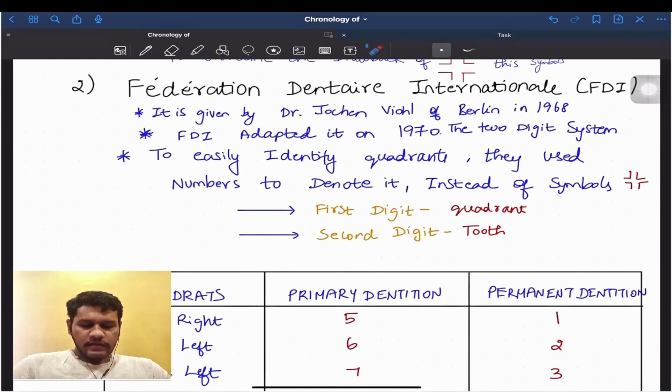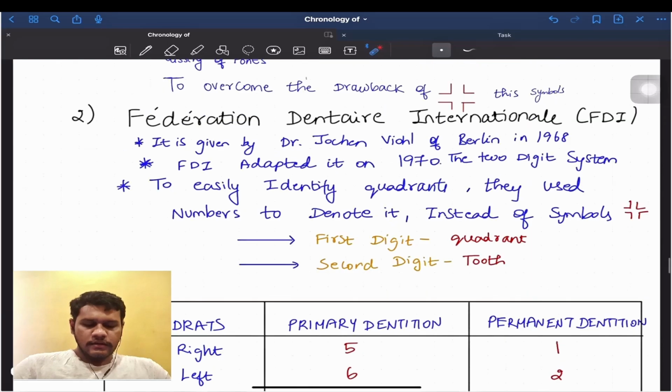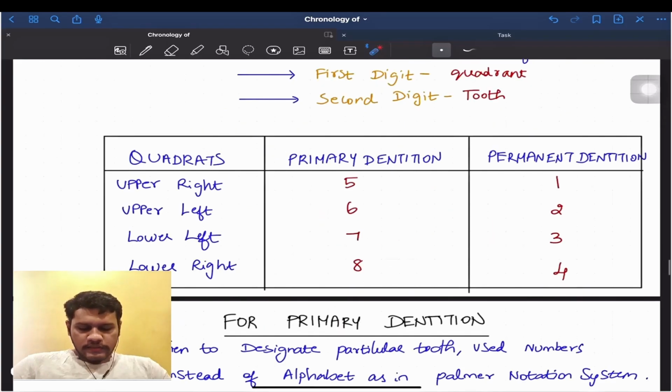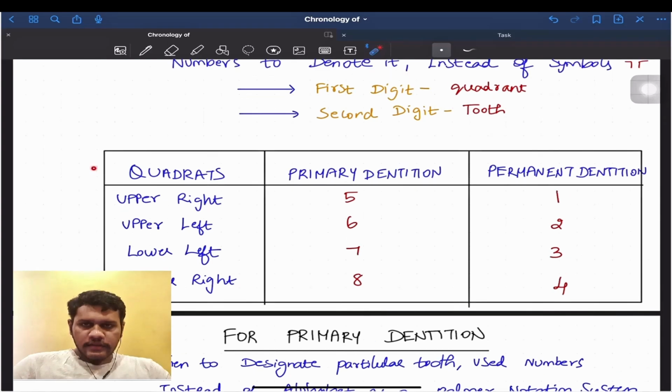To easily identify the quadrant, to overcome the drawback, they used numbers to denote it instead of symbols. If you take the FDI system, there will be 2 digits. The first digit denotes the quadrant. The second digit denotes the tooth name. These are the quadrants: upper right, upper left, lower right. For the primary dentition, they used 5, 6, 7, 8. For the permanent dentition, they used 1, 2, 3, 4. If I say 1, the first digit 1 is the quadrant, so it denotes upper right. So, the quadrants to remember.